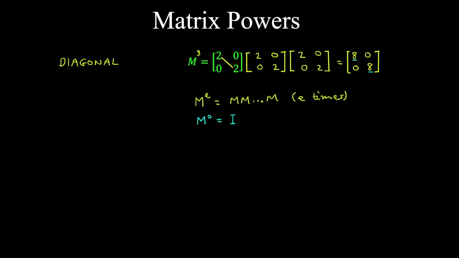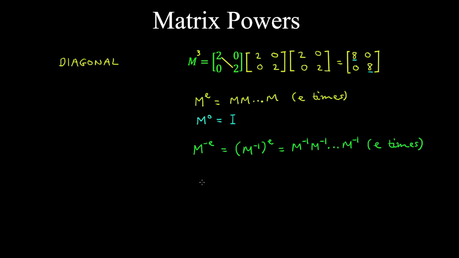Now if the matrix is invertible, then m to the power of minus e is the same as the inverse of m to the power of e. So that's representative of the inverse multiplied by itself e number of times. And because the definitions for matrices are parallel for real numbers, then the laws of non-negative exponents hold.